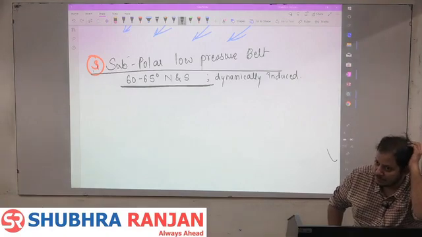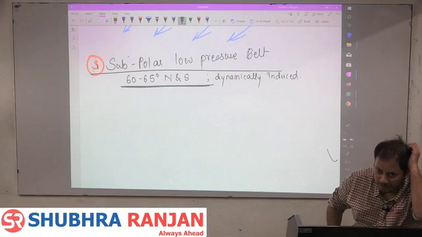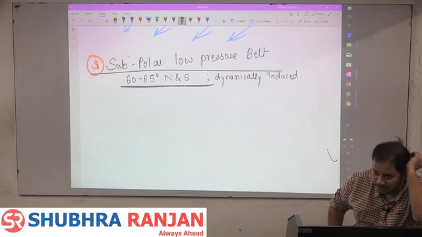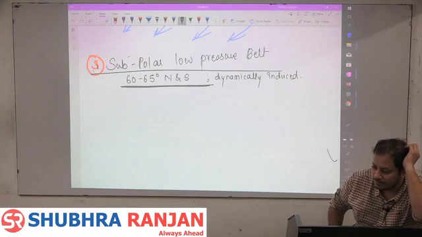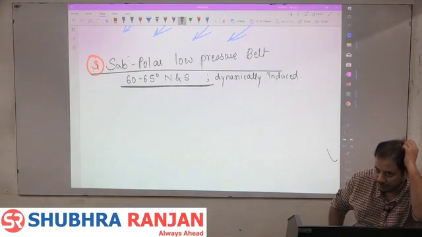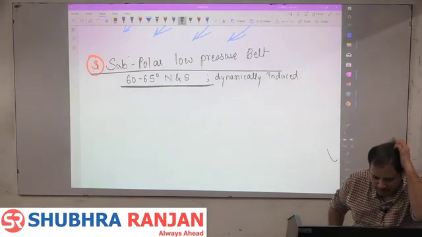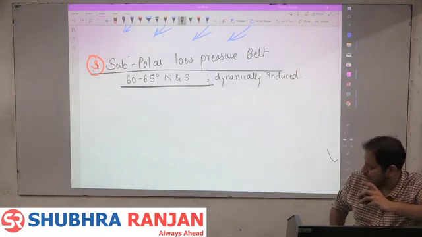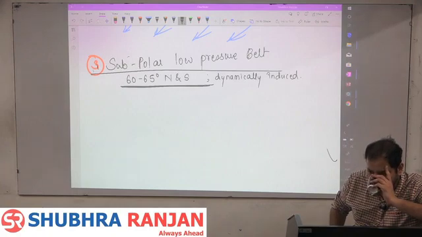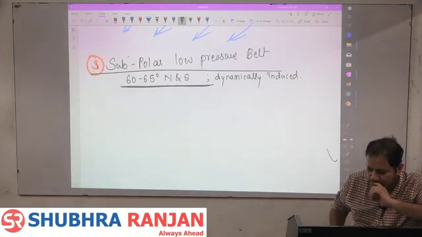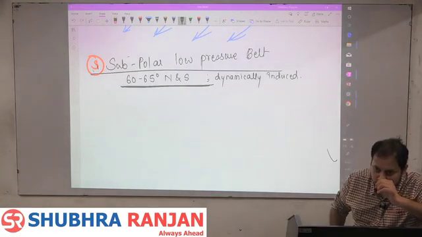Next point, very, very important. It has been asked in your past year GS paper as a question also. This belt is continuous in the southern hemisphere. But in the northern hemisphere, due to the dominance of landmass, it is broken. Full stop.